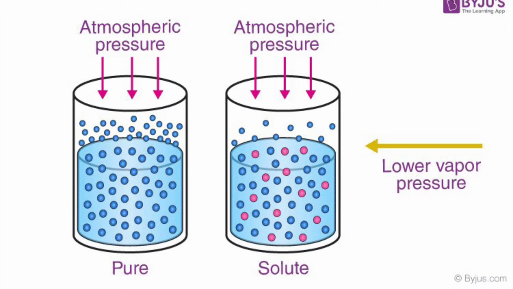Raoult in 1886 established a relation between relative lowering in vapor pressure and the mole fraction. The relationship is known as Raoult's law, which I have talked about in another video, and it states that the relative lowering in vapor pressure of a dilute solution is equal to the mole fraction of the solute present in the solution. If n moles of solute are dissolved in N moles of the solvent, then according to Raoult's law, (P0 - PS) / P0 = n / (n + N).